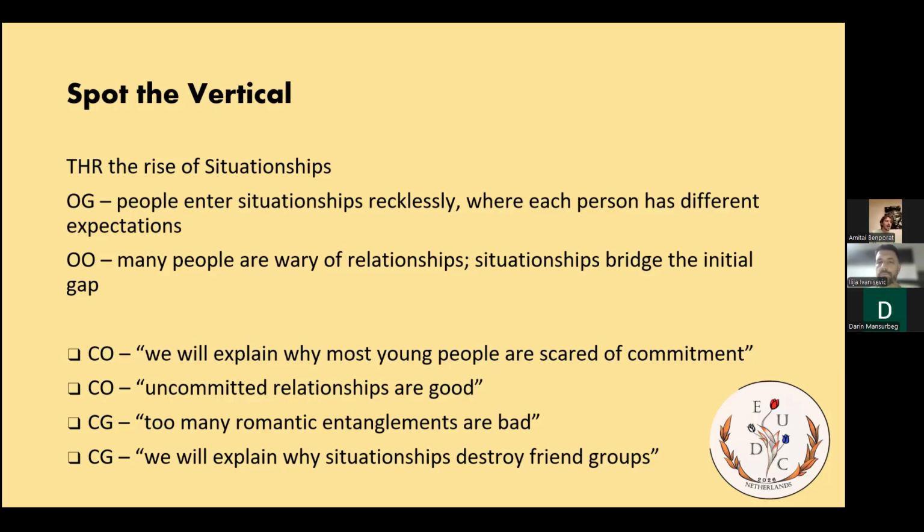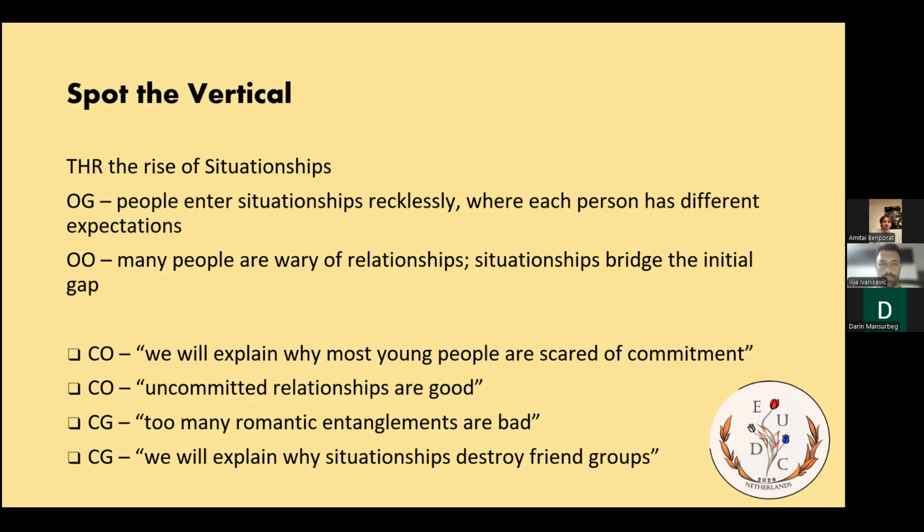Finally, let's talk about the final argument, which CG would say: we will explain why situationships destroy friend groups. This is a pretty straightforward one. Does anyone have an idea about how to classify this?